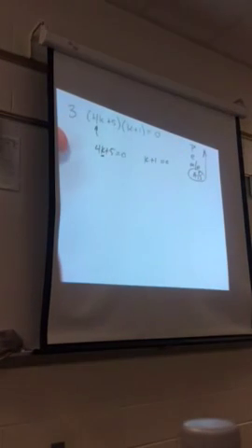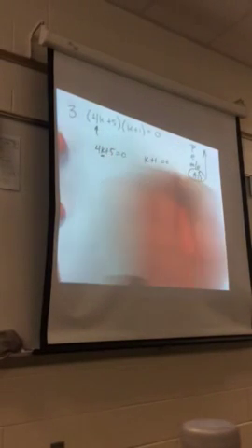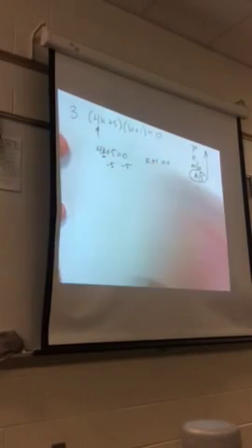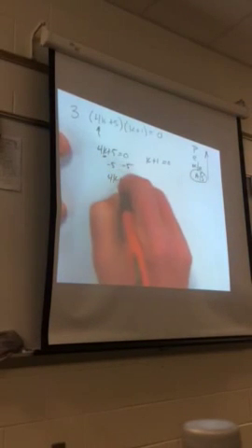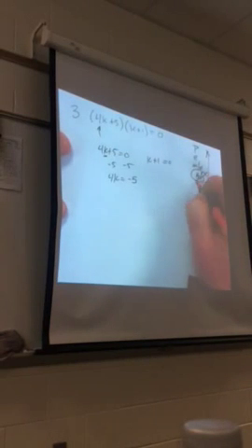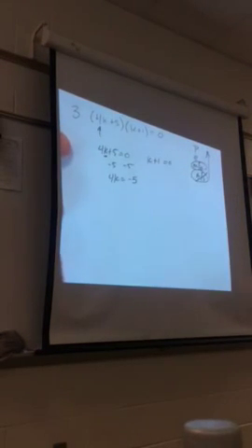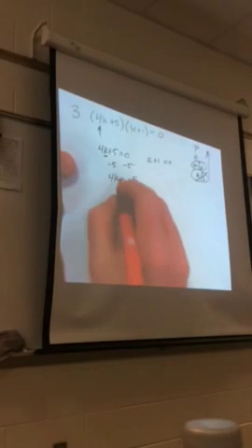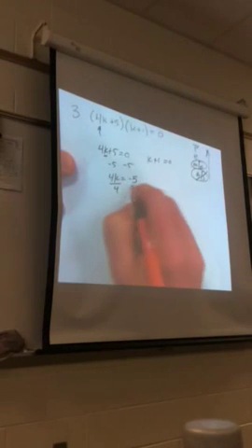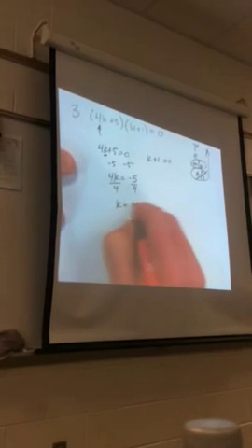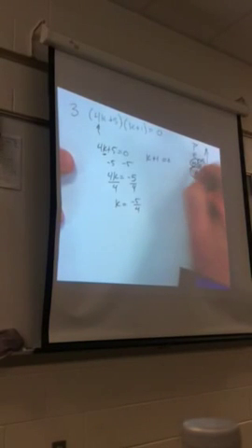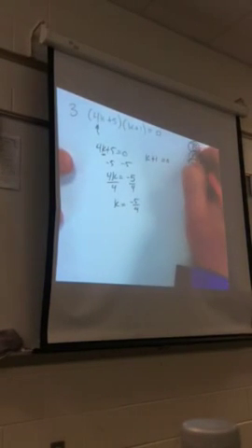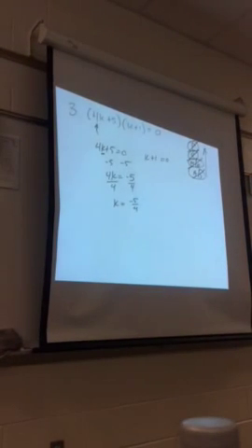Is there anything added or subtracted? Yes, I have a plus 5. So I subtract 5 from both sides. I get 4K is equal to negative 5. That's gone. Anything multiplied or divided? Yes, I have a times 4. So I have to divide both sides by 4. So K equals negative 5 over 4. Any exponents? No. Any parentheses? No. When you scratch out all of them, you're done.